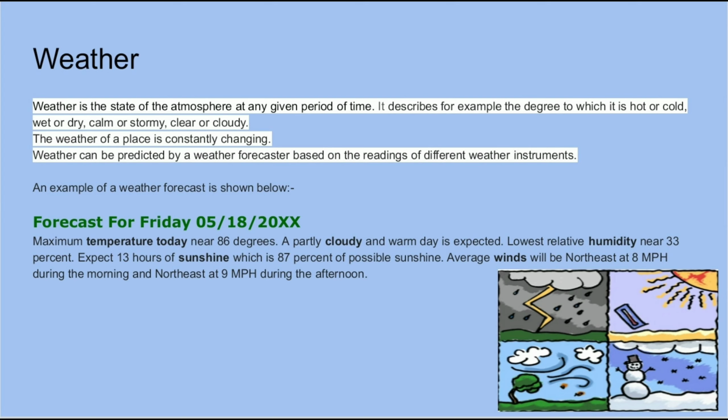Will the day be warm or cold? Then it goes on to say lowest relative humidity near 33%, and that speaks about how humid the place is or expected to be. You should also expect 13 hours of sunshine, which is 87% of possible sunshine, so it shows you how much sunshine is expected. Average winds will be northeast at 8 mph during the morning and northeast at 9 mph during the afternoon. So it also speaks about wind. These are some things that are highlighted during a weather forecast.